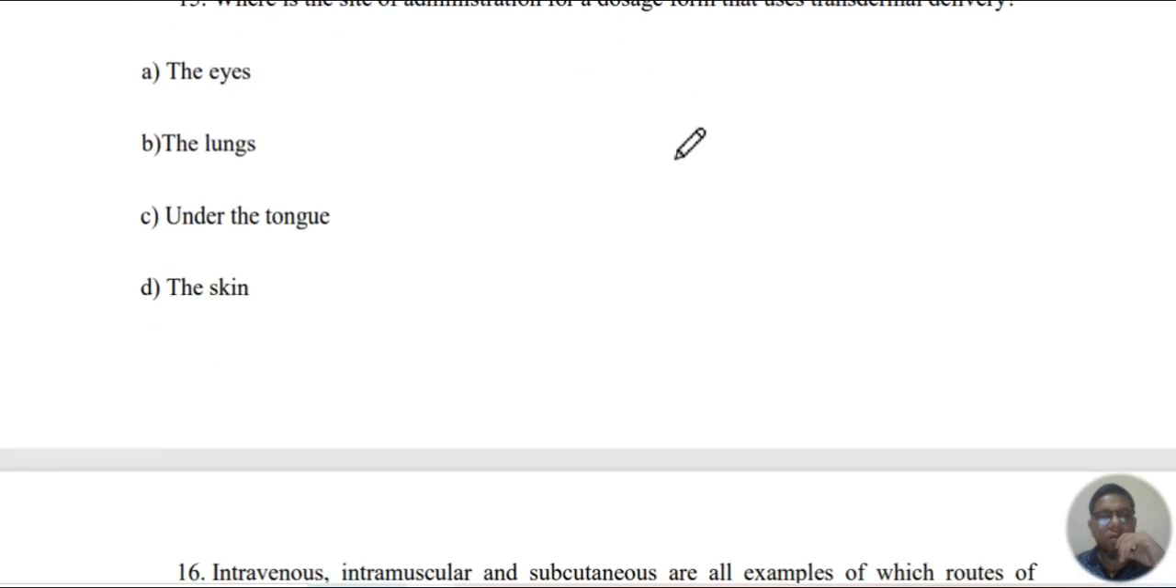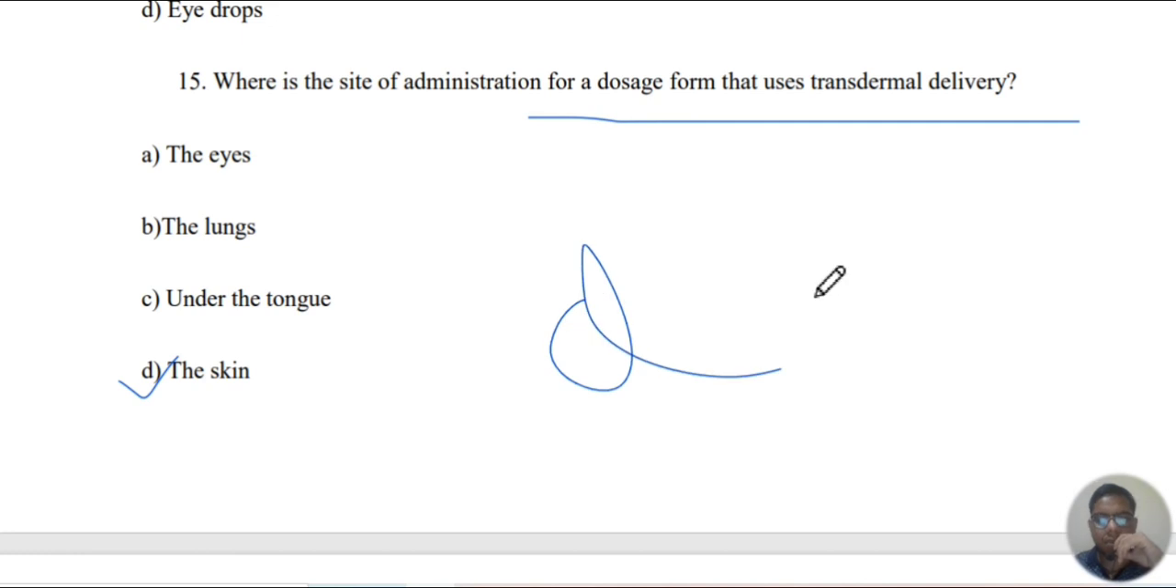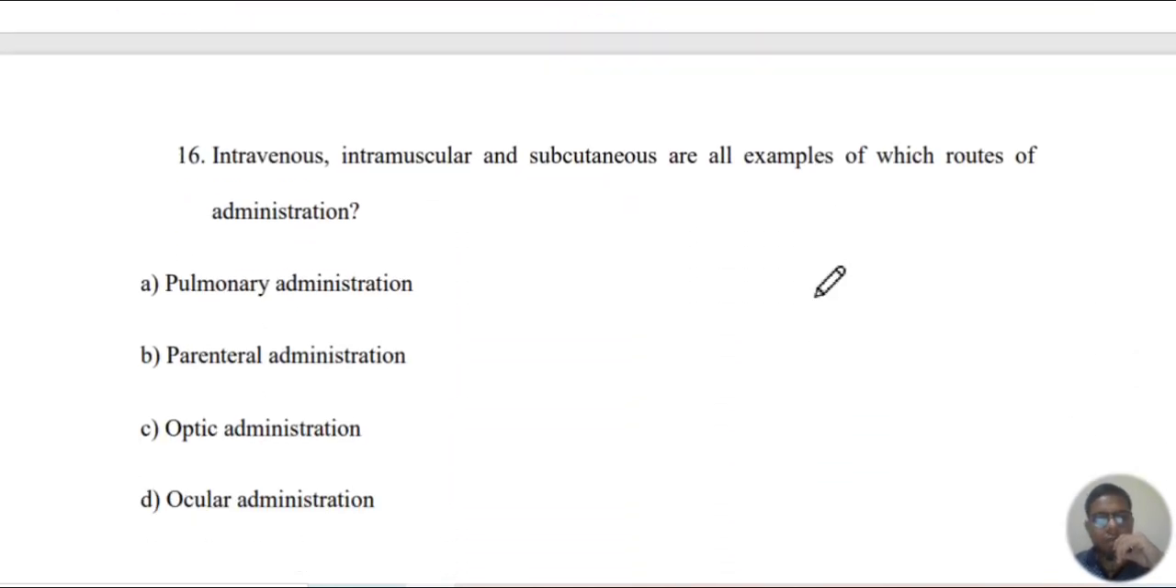Next is 15 question number. Where is the site of administration for the dosage form that use transdermal delivery? The answer is D. The skin.